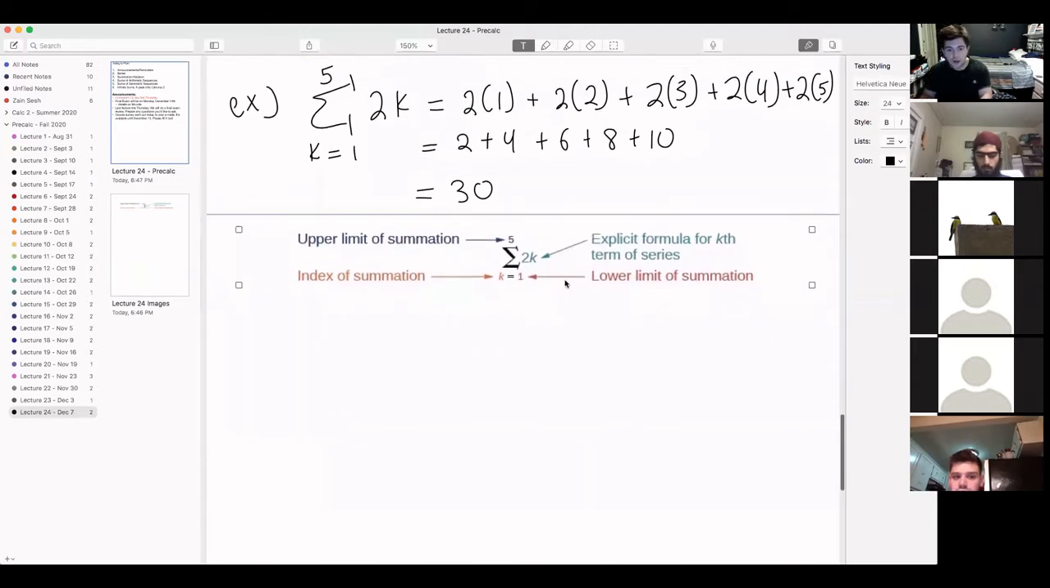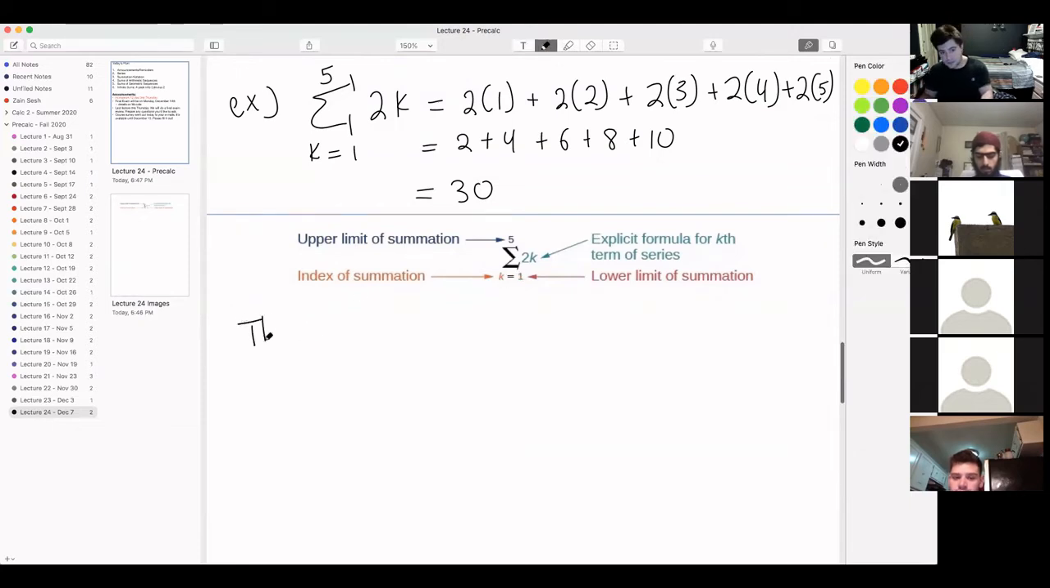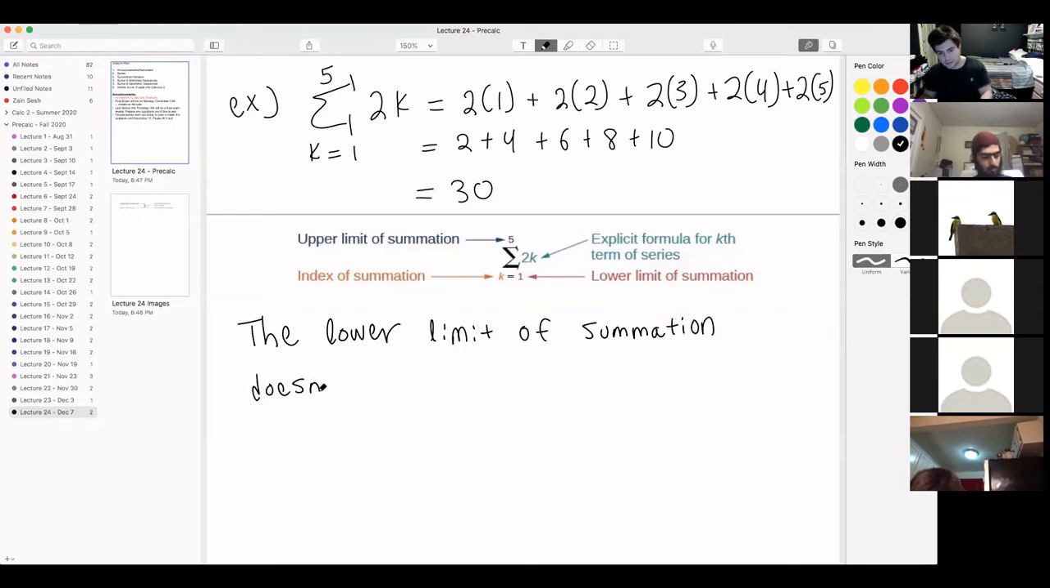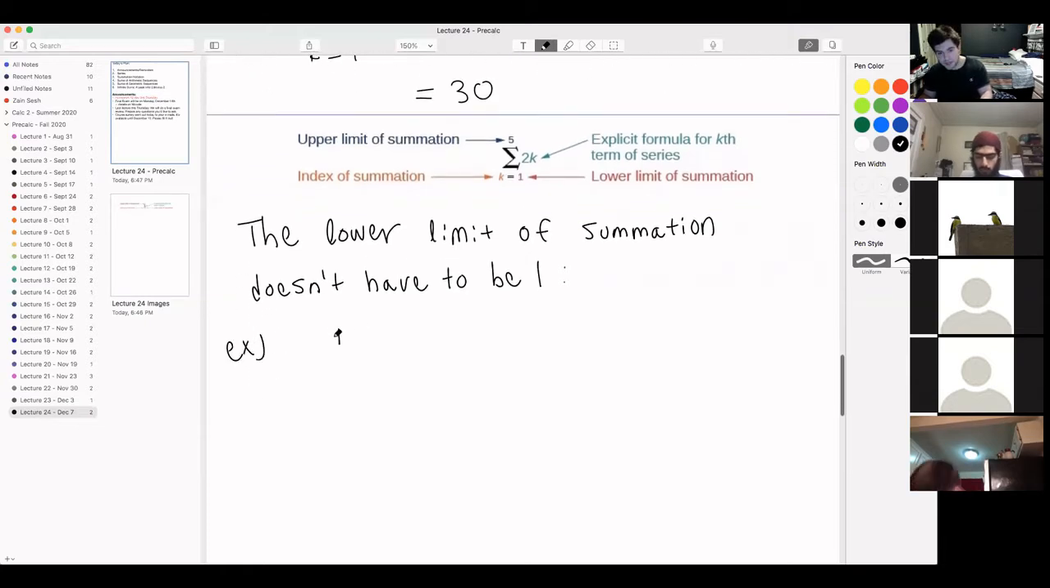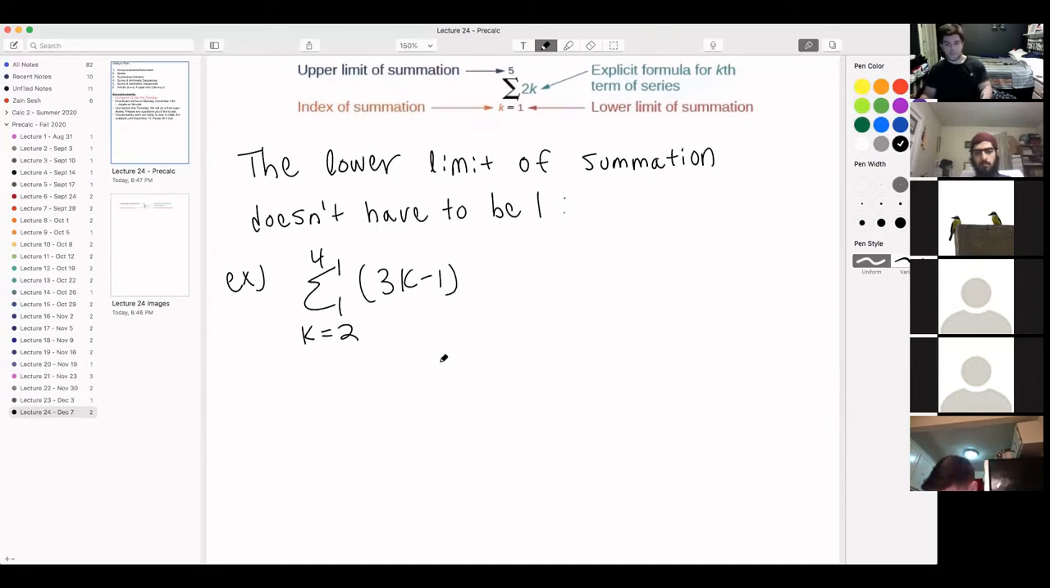Okay, so far, the lower limit of summation has been 1. It doesn't need to be 1, so we can change that. The lower limit of summation doesn't have to be 1, as this example will demonstrate. So how about this guy? You have the sum from k equals 2 to 4 of the sequence 3k minus 1. What will this equal?